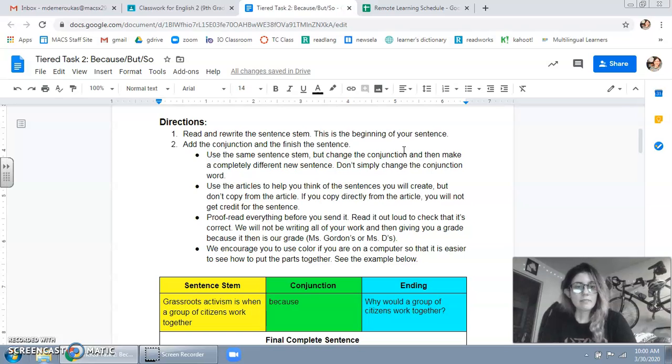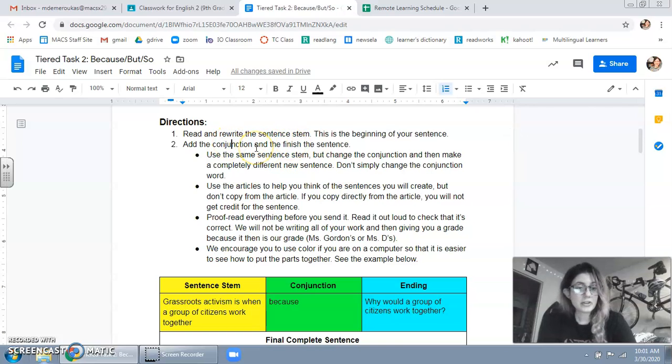You're going to be given a sentence stem. This is just the beginning of the sentence that we want you to use. It is required that you use it. It's the beginning of your sentence, and you're going to be responsible for using the conjunction and writing the end of the sentence. You'll see what I mean in a second. So that's basically the next direction.